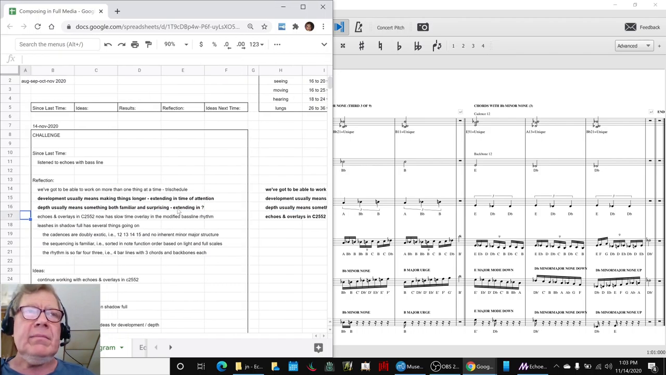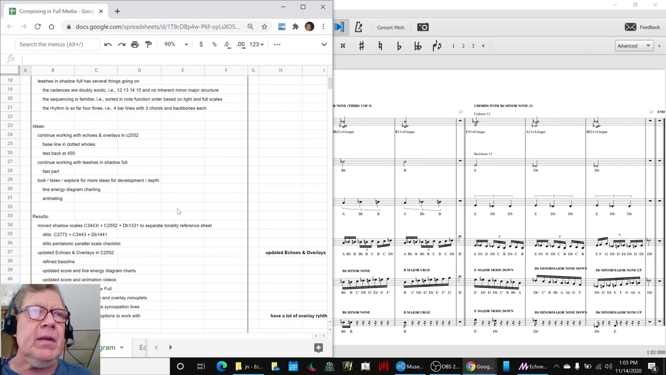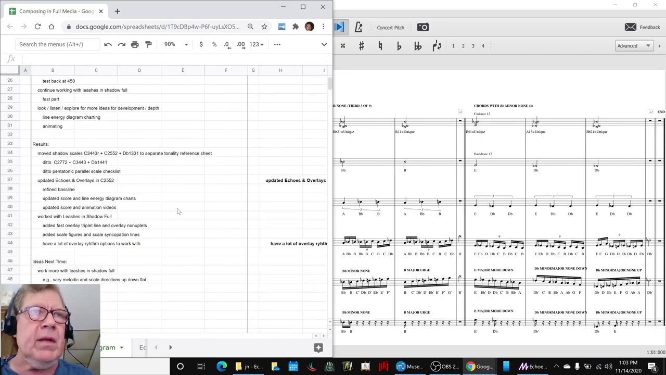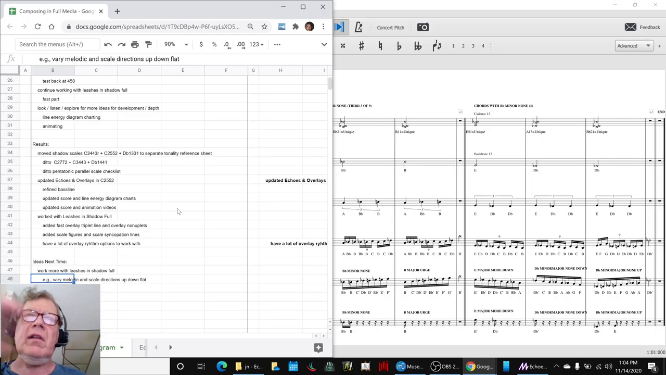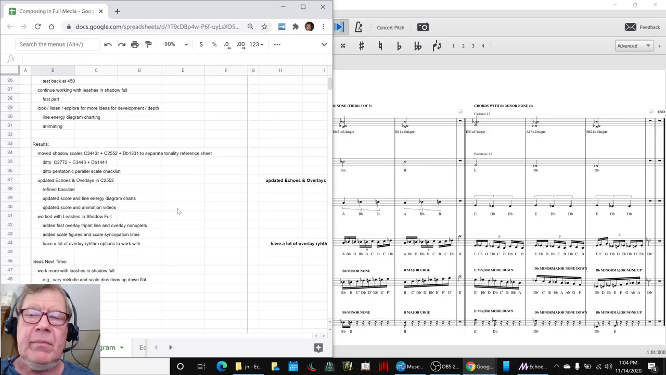Ideas for next time are, well, work more with the leashes in Shadow Full. In particular, we notice a lot of our melodies are all rising. The whole piece is rising, which we think is an artifact of the sort order that we used when we took the 20 cadences. So we can vary that. And then we should probably start making a line energy diagram chart for this thing, to help us get more ideas and to tune it.